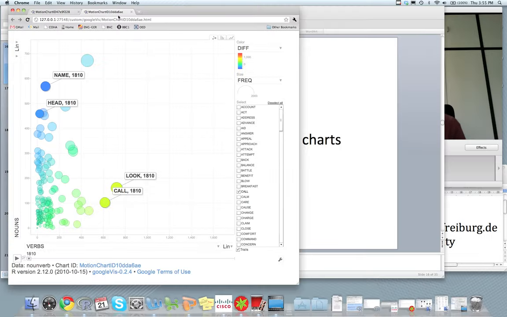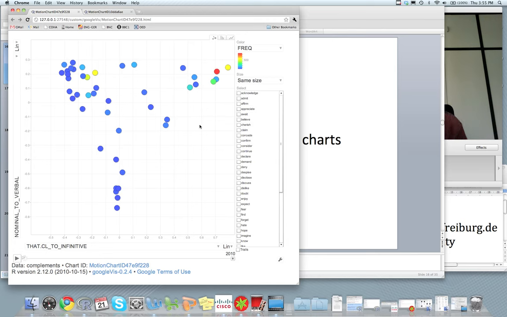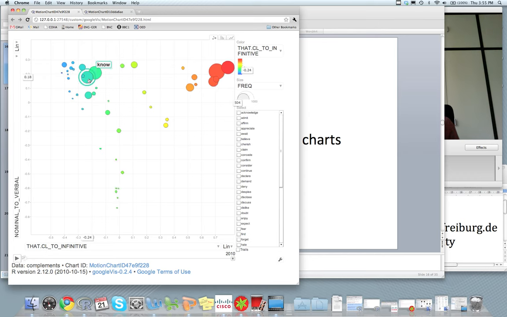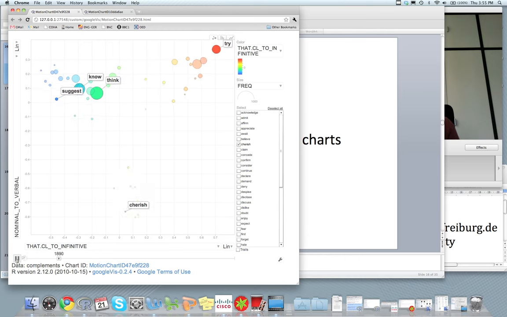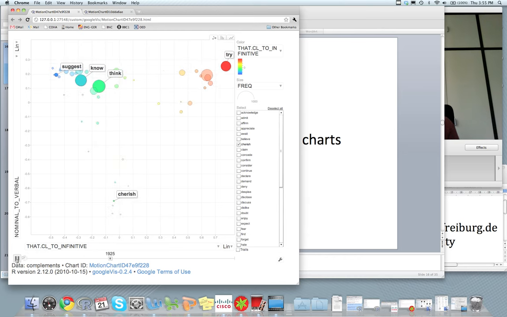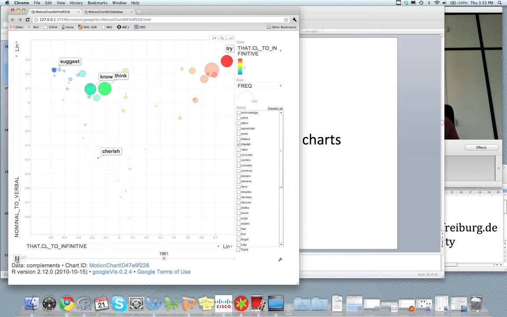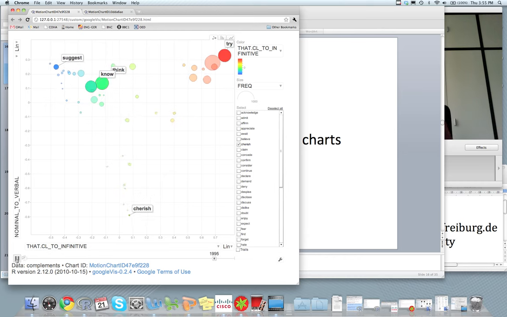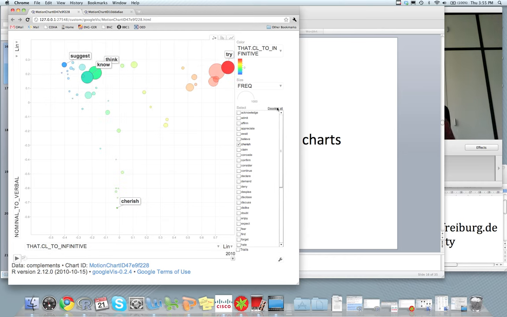Let's look at this. This is what it comes out as initially, and for color I choose the x-axis, and for size I choose the frequency. And now I can select different verbs that interest me, and play the thing. One thing that's interesting about this graph is that in the 2000s, there's a lot more going on in the middle of the graph than in the beginning, during the 1870s.